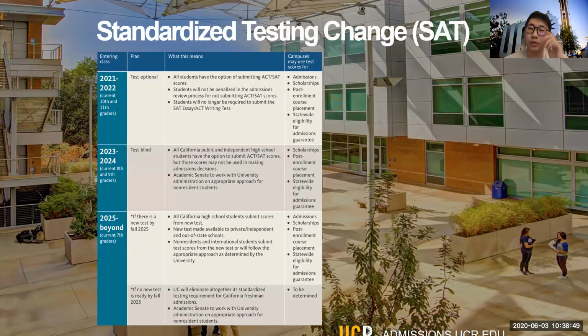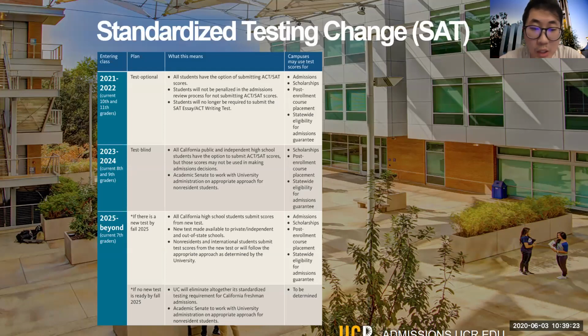So going deeper into the standardized testing, like I said, for 2021-22, we are going test optional. So what happens to the students after 2022? For 2023 and 2024, we are going test blind for California residents for now. We haven't made a decision on international applicants or non-resident applicants or out-of-state applicants. But we will likely have a decision made soon, and we will be able to update our official website once that's available.